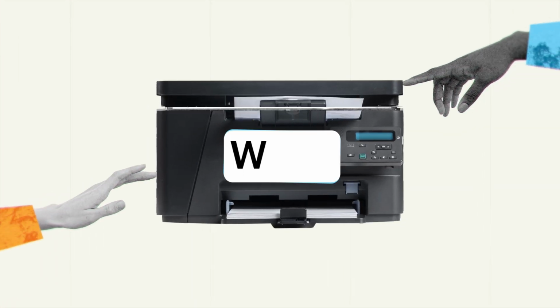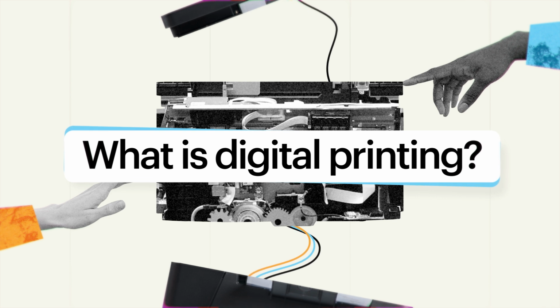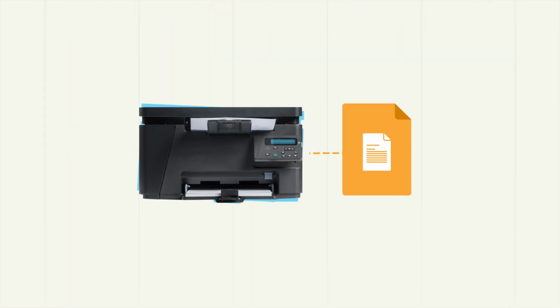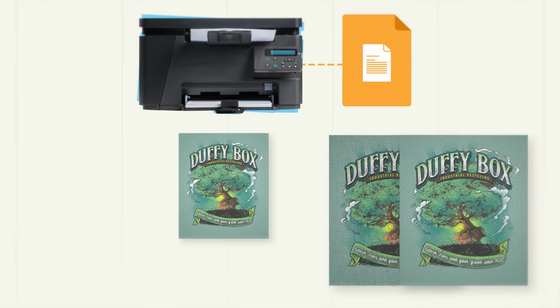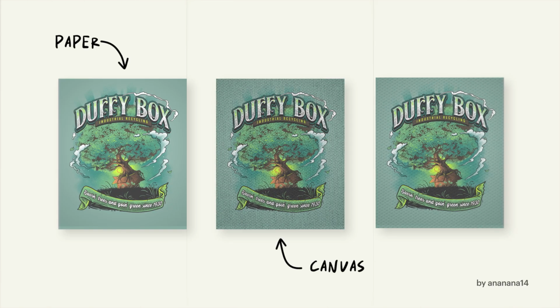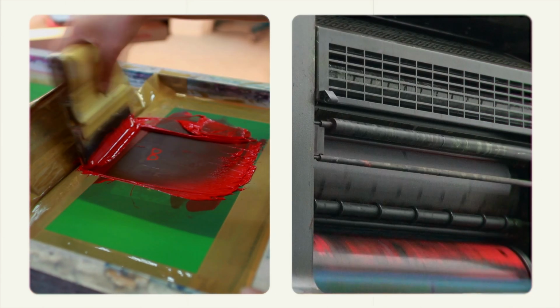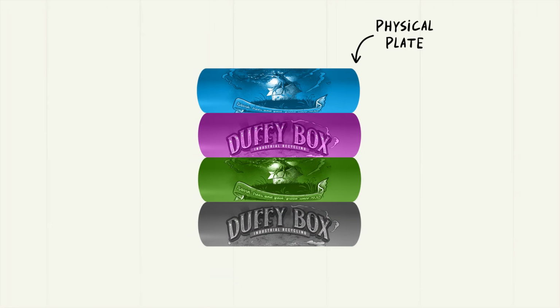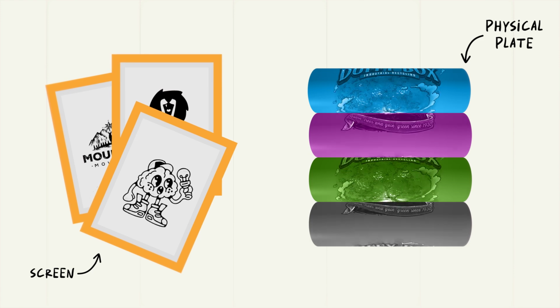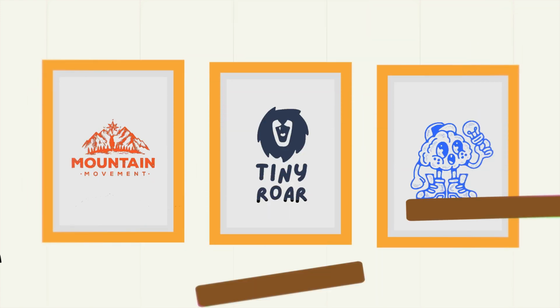Alright, so we know the why, but what exactly is digital printing? Digital printing is a modern method that directly reproduces digital files onto a range of materials, such as paper, canvas, or fabric. This differs from older methods like screen printing or offset printing, where the image or design is recreated on a physical plate or screen, and then manually transferred to the material.